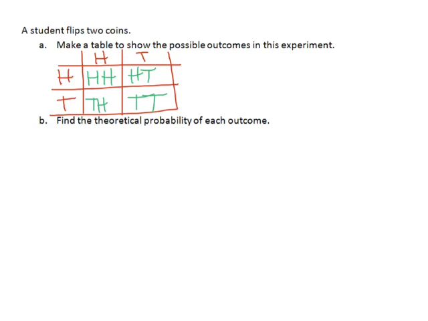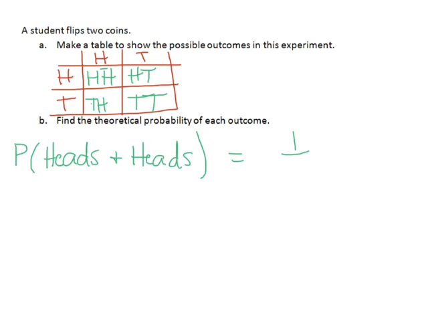So find the probability of each outcome. So the first outcome would be heads and heads, which would be the 1 HH. That's 1 out of 4 total possibilities in the table. So there's the theoretical probability.